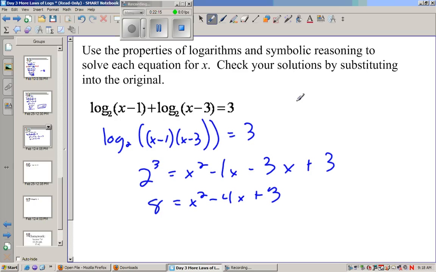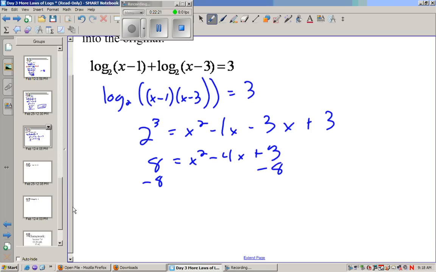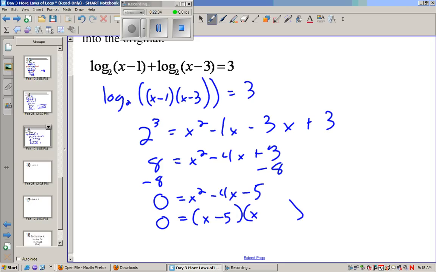Now, in this situation, what we do is we want to solve this side to be 0. So 0 is equal to x squared minus 4x minus 5. And now we want to factor this. So this would be x minus 5, x plus 1. What multiplies to negative 5 and adds up to negative 4? So my x values will be 5 and negative 1.